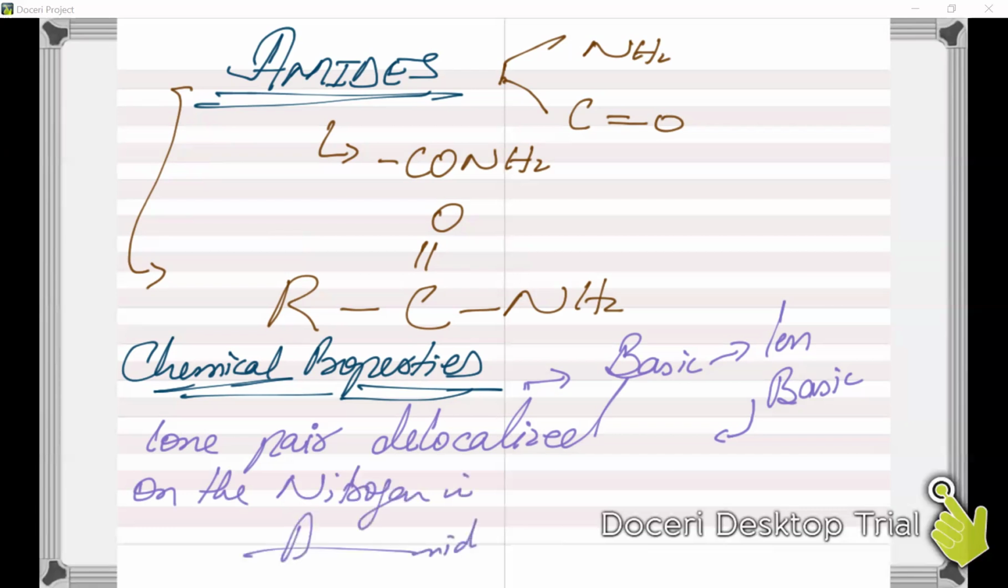And that is, of course, because of the presence of another highly electronegative element, that is oxygen. Why does it happen? How does it happen? And how does it affect the properties? We're going to discuss later in detail. Now I will quickly move on to the physical properties of amides.